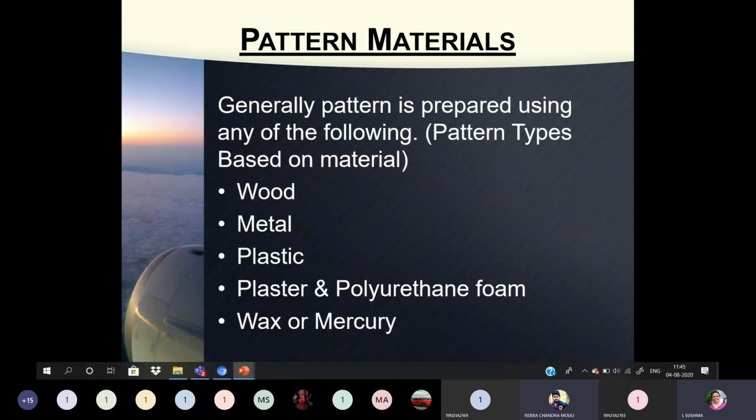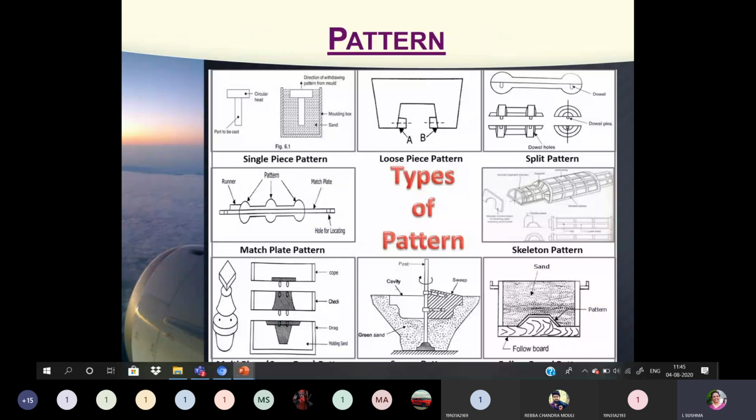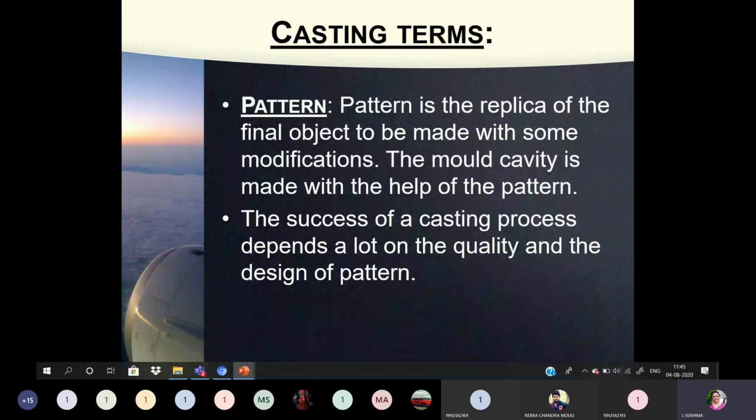Okay, write down. Casting terms, you write down. First point is pattern. Pattern is the replica of the final object. You have written now, all of you?